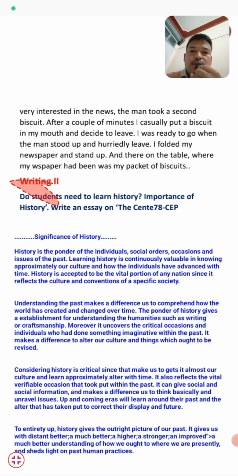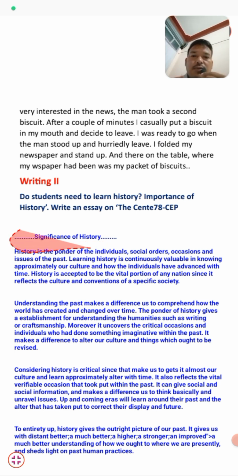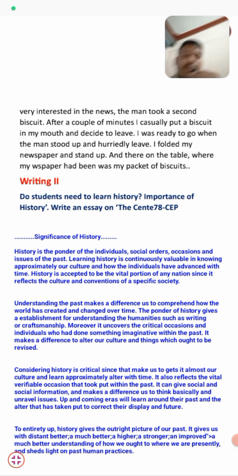Here we have, students, writing part 2. In the writing part we have: do students need to learn history, the importance of history, write an essay on the centre. Yes, students, you have to write about the significance of history, and whether students need to learn it. You have to talk about them and write about them. Here I have written about the significance and importance of history. Students, let's read it out first.